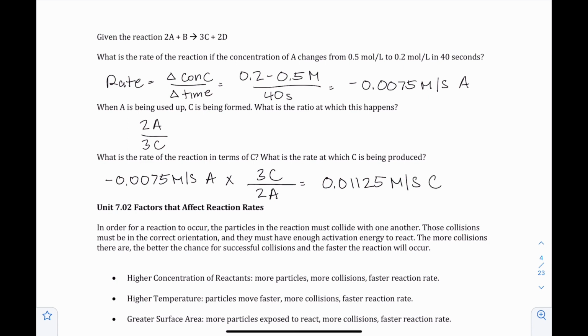Now remember to pay attention to the signs of your reactants and products. A has a negative reaction rate because it's a reactant and it's being used up during the reaction. But C should have a positive reaction rate because it's a product and it's being formed during the reaction.